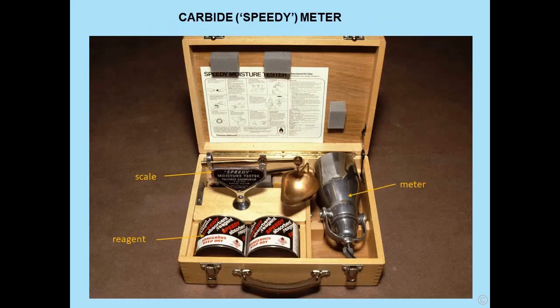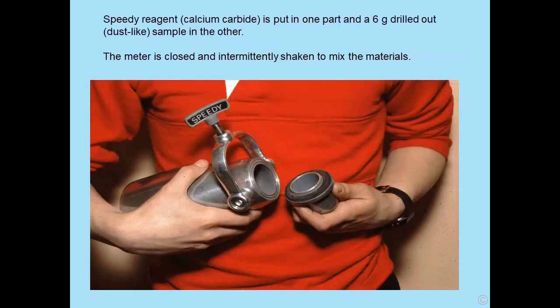The last meter we are going to look at is the Carbide meter. We've looked at the gravimetric method, and this effectively is a gravimetric method. You weigh things. And this is how the Carbide or speedy meter comes in a box. The meter, scale to weigh the sample, 6 grams, can use a 3 gram sample and double the result, and the reagent. The speedy reagent is calcium carbide, and that's put in one part of the meter.